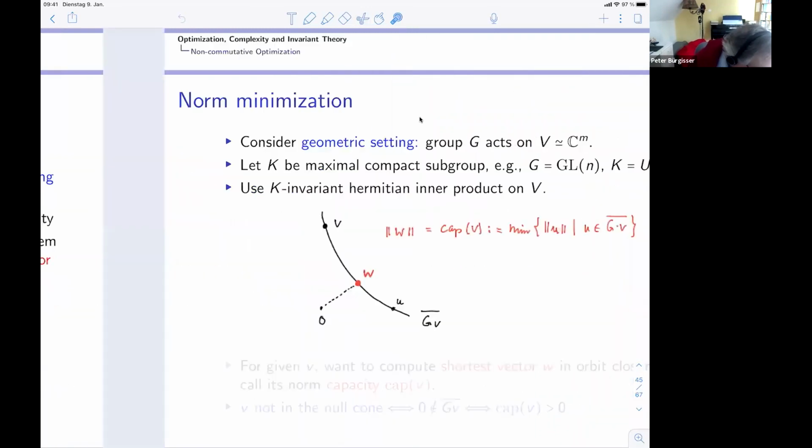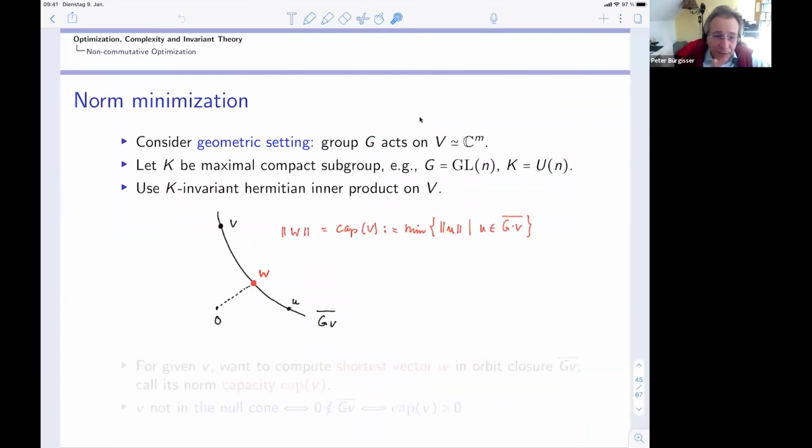Now let me explain what kind of optimization. We go back to the general geometric setting, our group acting on the vector space. It's probably best to think of GL_n. GL_n has this compact subgroup K of the unitary matrices, but it also works in more generality: you take a maximal compact subgroup K, whatever it is. Then I assume that on my vector space V, I can always choose a Hermitian inner product with the property that the action of the elements of K, the unitary action, acts isometrically. This I can always assume, and I will assume it.